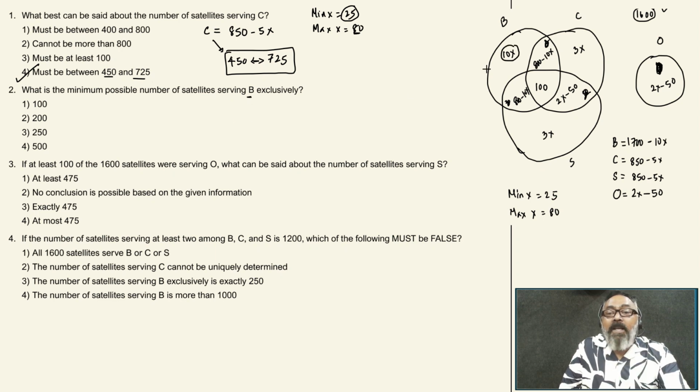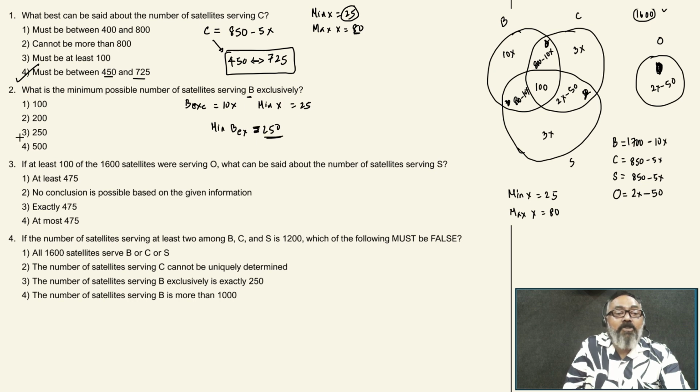Serving B exclusively is 10 times X. What is the minimum value? The minimum value will be the minimum value of X. What is the min value of X? Min value is 25. If X equals 25, the min value of B exclusively would be 10 times X, which will be 250. There you go. That's the answer to this question.